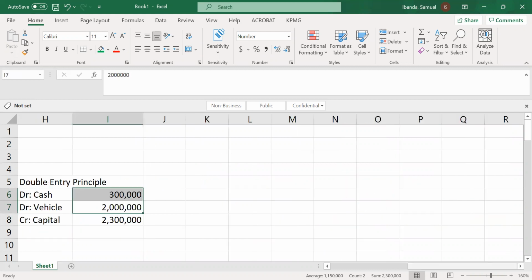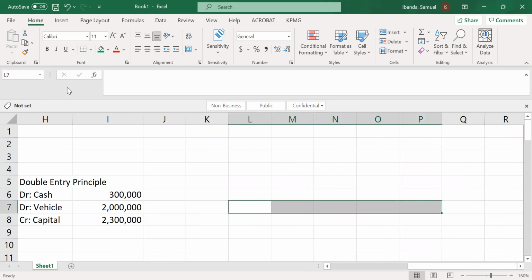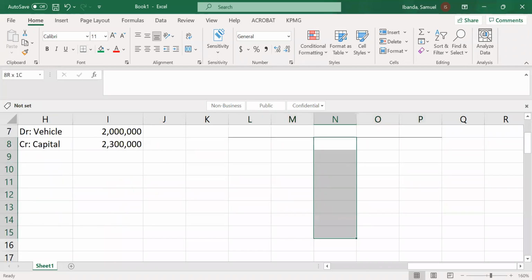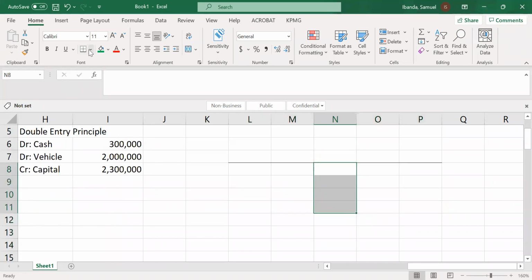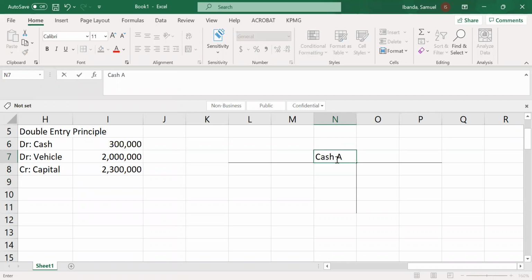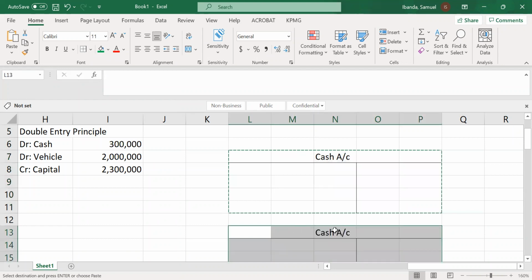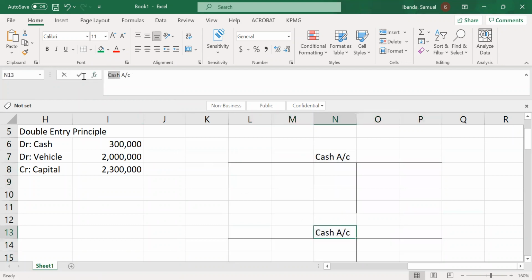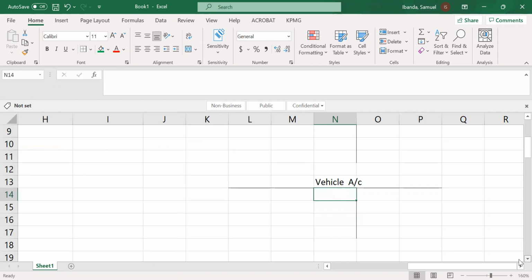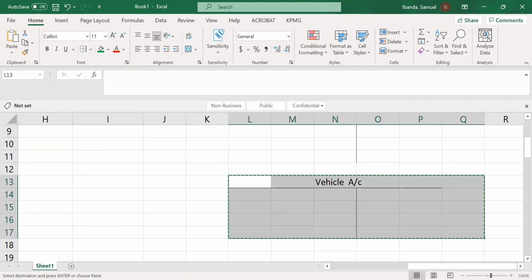This is a demonstration in terms of debit and credit. If you're doing the ledgers, you just draw up your ledgers accordingly. I believe that right now, all of us who have gone through the videos know how to draw up our ledgers. So I'll have my cash account, and I'll also have my vehicle account, which I can put here. And I can also have my capital account.